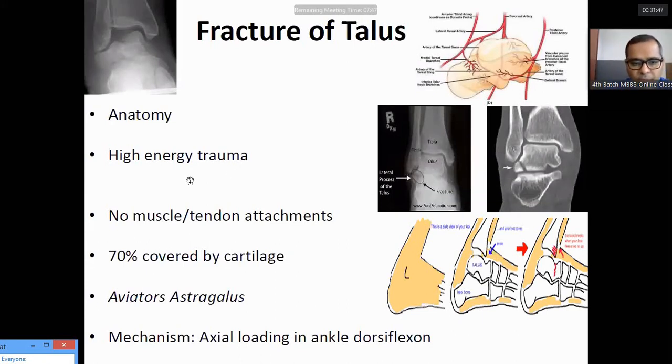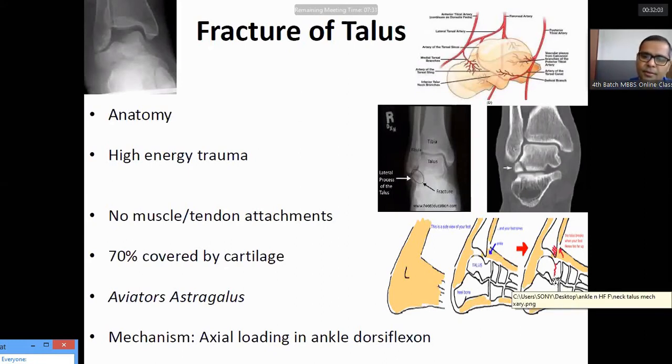It has no muscle attachment to give blood supply, and almost two-thirds is covered by cartilage. The fracture is also known as aviator's astragalus. It is the typical mechanism that fractures the talus neck.